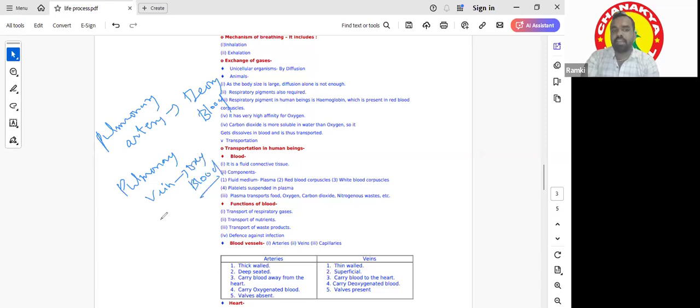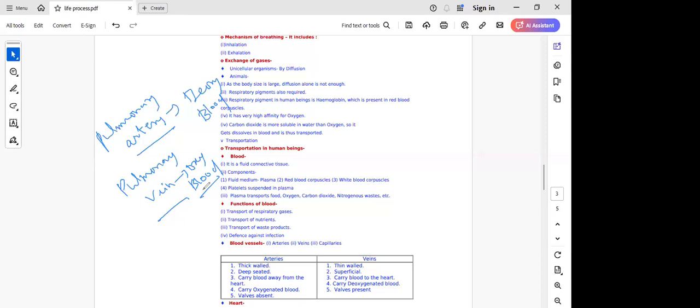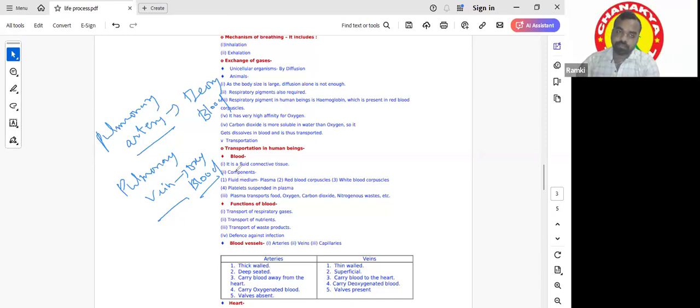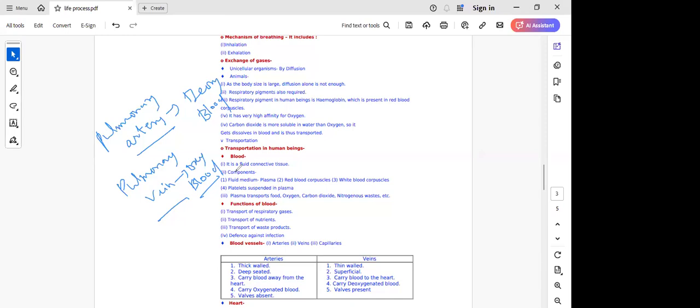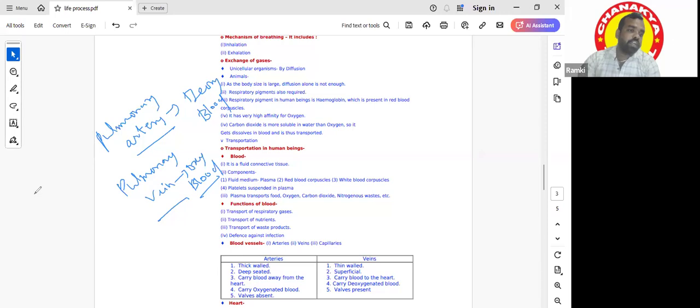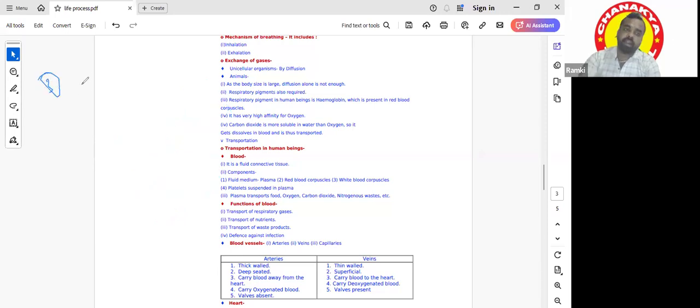What is pulmonary artery and pulmonary vein, ma'am? The pulmonary artery carries the deoxygenated blood, and the pulmonary vein carries oxygenated blood. From where to where? From heart to lungs and lungs to heart. There are three kinds of circulations in our body: pulmonary circulation, systemic circulation, and coronary circulation.